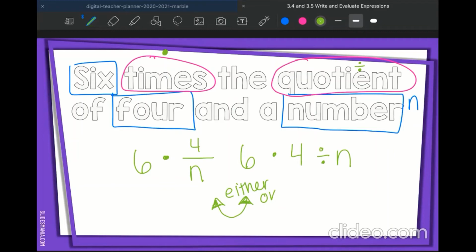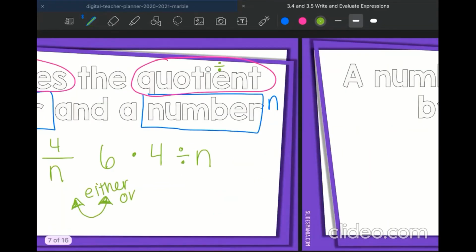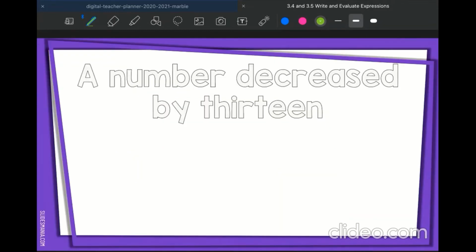Yes, Eduardo. I'm already recording. All right, so now let's take a look at another example: a number decreased by 13. Let's start with identifying my numbers. What are my numbers? Give me one. 13 is a number. I'm going to put a box around 13.